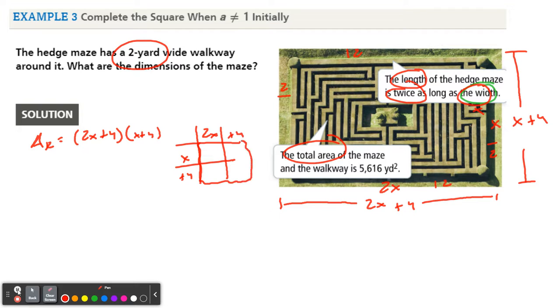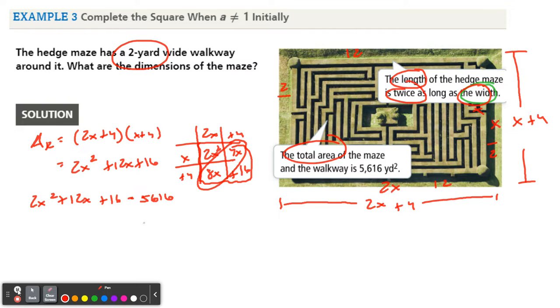Again, looking at these 4 boxes. x times 2x is 2x squared. x times 4 is 4x. 2x times 4 is 8x. 4 times 4 is 16. So this multiplies into 2x squared, the 4x and the 8x become 12x, plus 16. And now I know what this area is. This area equals 5,616. So 2x squared plus 12x plus 16 equals 5616.